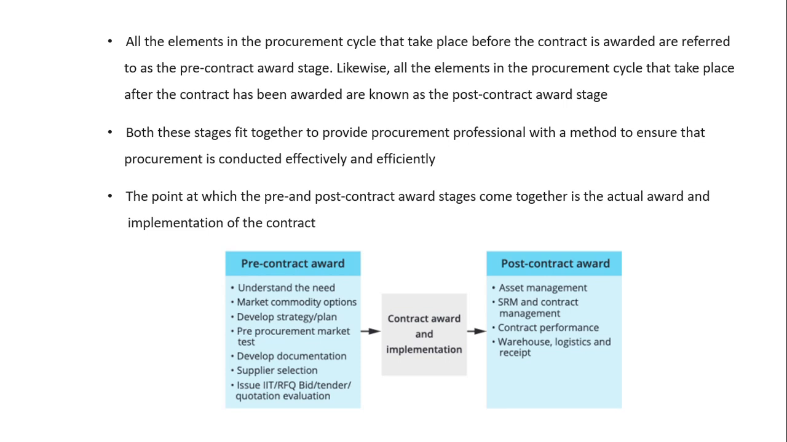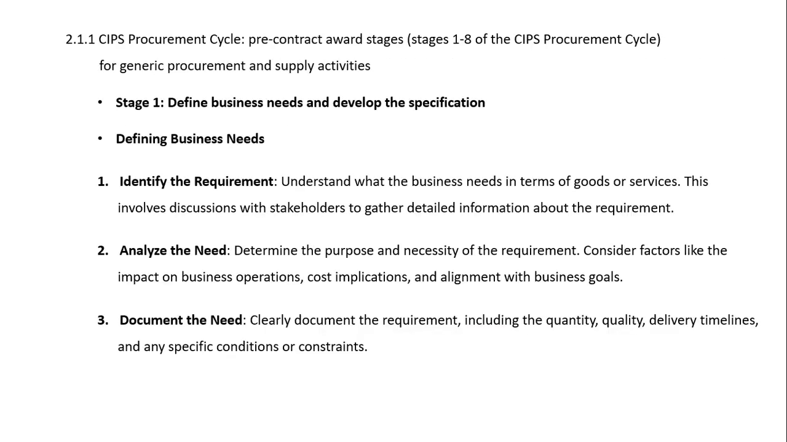The first point of the topic, 2.1.1 CIPS procurement cycle, pre-contract award stages. Stages 1 to 8 of the CIPS procurement cycle for generic procurement and supply activities. Stage 1. Define business needs and develop the specification. Defining business needs. 1. Identify the requirement. Understand what the business needs in terms of goods or services. This involves discussions with stakeholders to gather detailed information about the requirement.